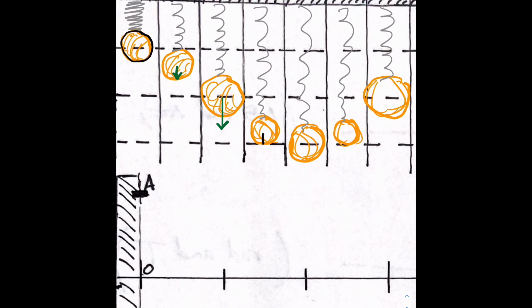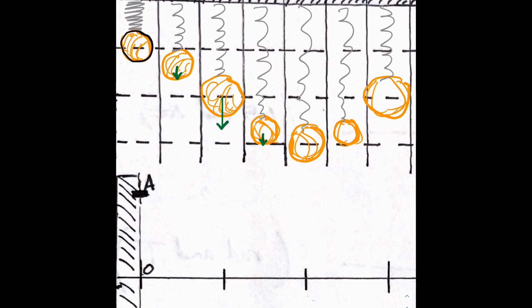whoops, I was going to stick with the green there. Oh no, that's not good. Let me see if I can redo that. It's still going to have a negative velocity, but it's going to be smaller again.